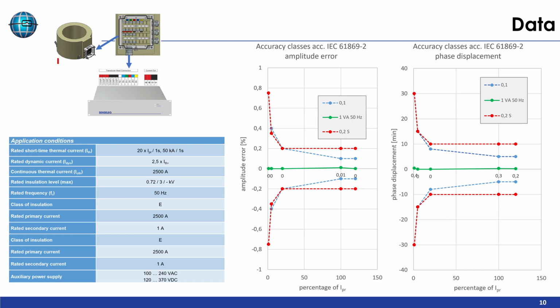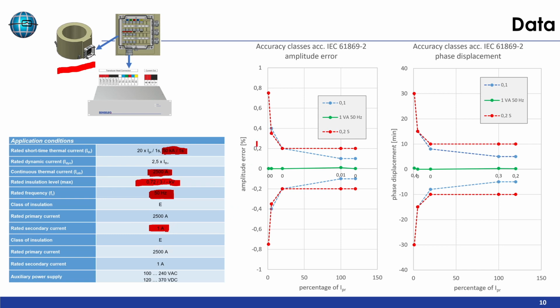Yeah, this special current transformer can measure up to 50 kiloamps for 1 second. And we have a rated primary current of 2500 amps. Of course the rated insulation level is only low voltage because we have the insulated bushings, and rated frequency is 50 Hertz. Yeah, and the rated secondary current is 1 amp.